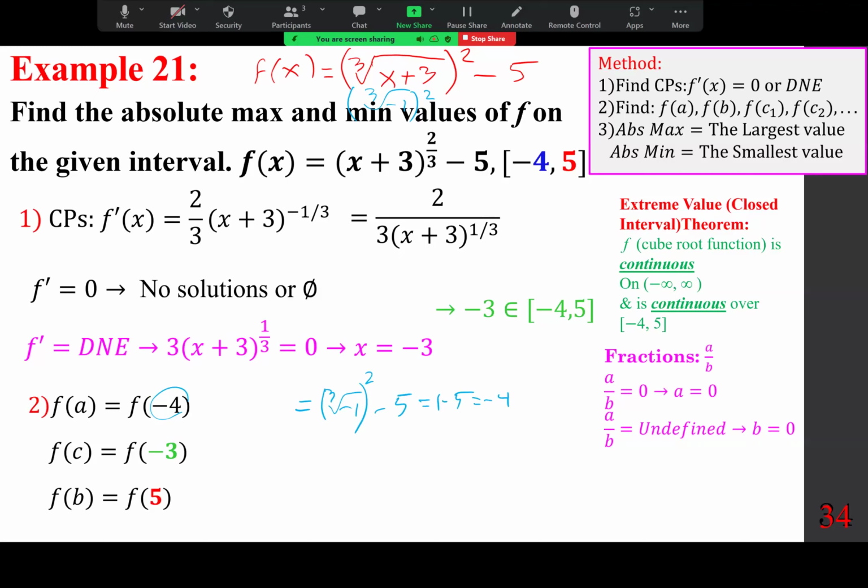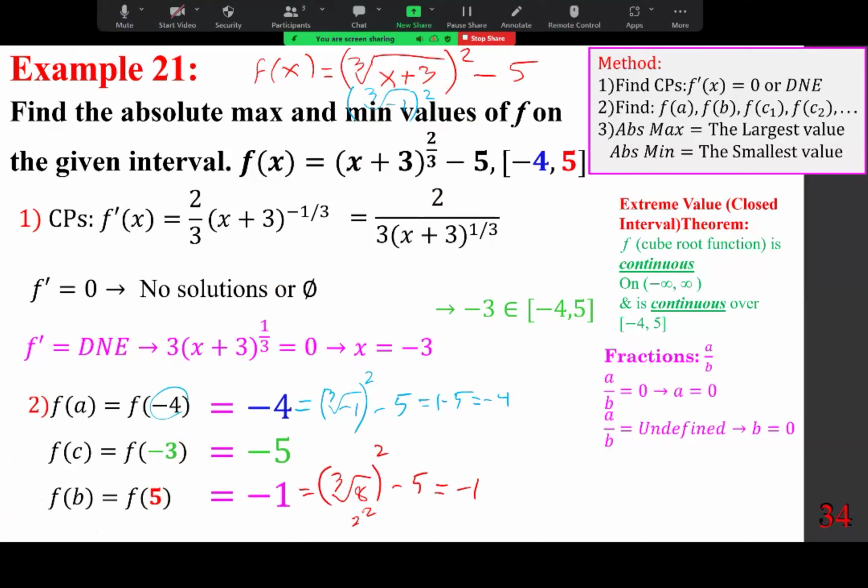F of -3. If I put -3 here, I hope you see that this becomes 0. So that's out. The answer is -5. I don't have to worry about that. That's clearly -5. If I put 5 here, I get 8. Cube root of 8, square it, minus 5. As you know, the cube root of 8 is 2. 2 squared is 4, minus 5 is -1. So we can easily evaluate those.